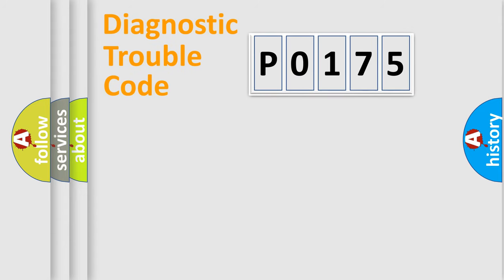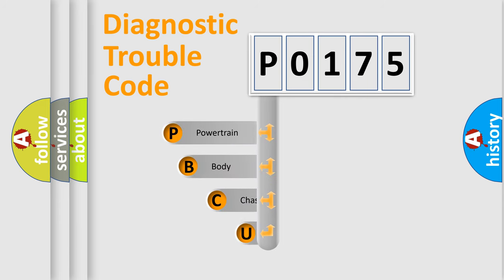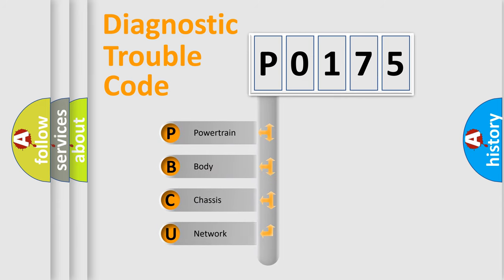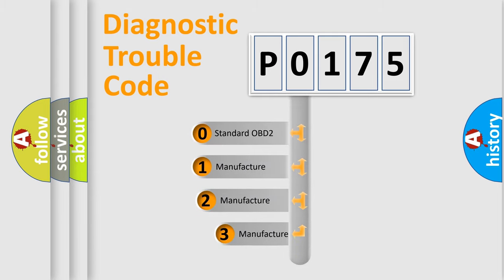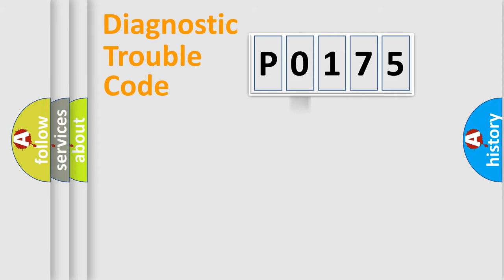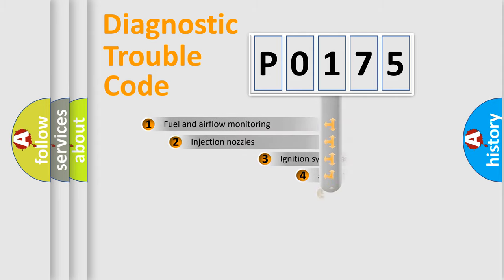Let's do this. First, let's look at the history of diagnostic fault code composition according to the OBD2 protocol, which is unified for all automakers since 2000. We divide the electric system of the automobile into four basic units: powertrain, body, chassis, network. This distribution is defined in the first character of the code. If the second character is expressed as zero, it is a standardized error. In the case of the numbers 1, 2, 3, it is a manufacturer-specific error.